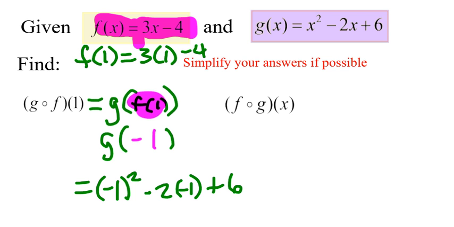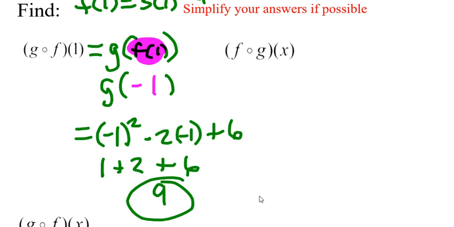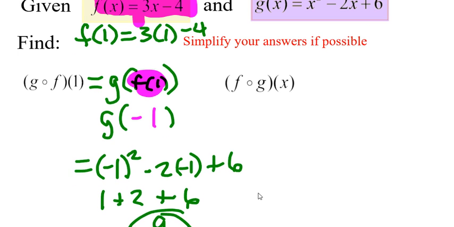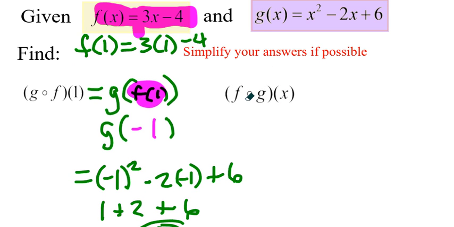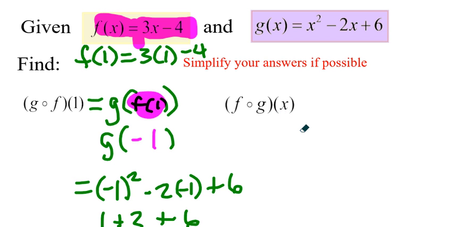And I simplify that. Remember, a negative squared is positive. Two negatives make a positive. Plus 6. My grand total looks to be 9. All right, now let's do it a little more generic. Let's look at f of g of x.